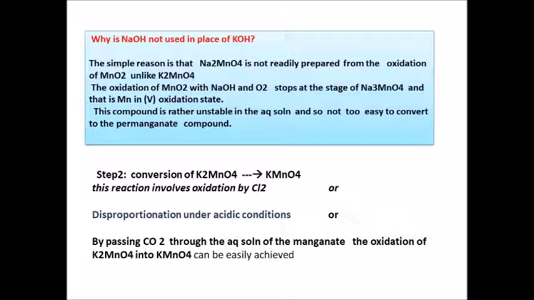Next, we will see the conversion of K2MnO4 into KMnO4. How is that done? It can be done by oxidation using chlorine, or by disproportionation reactions under acidic conditions, or by passing carbon dioxide through an aqueous solution of the manganate and then oxidizing it to get KMnO4.